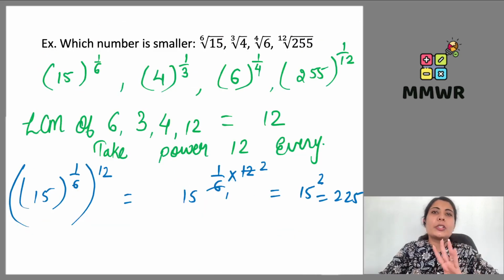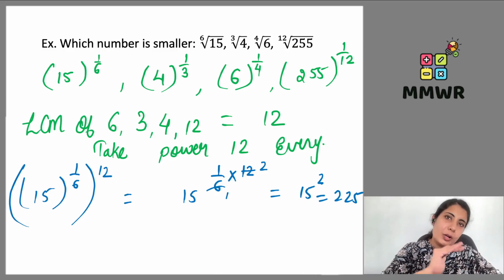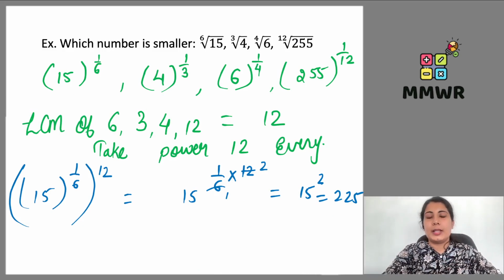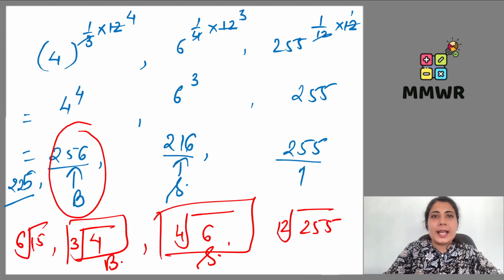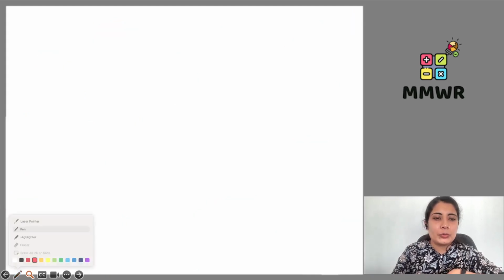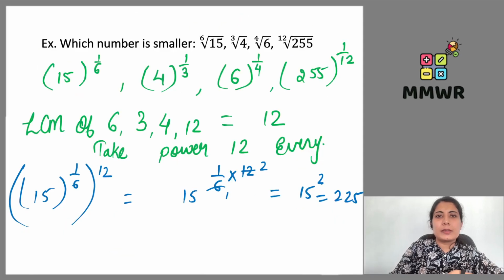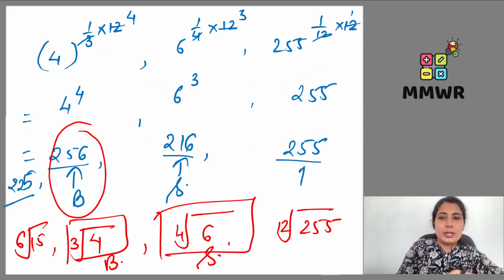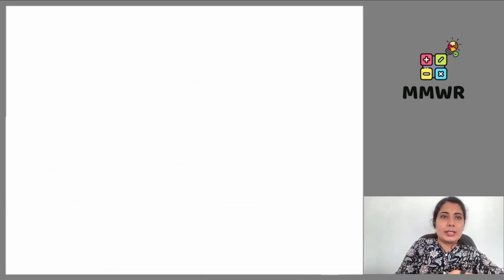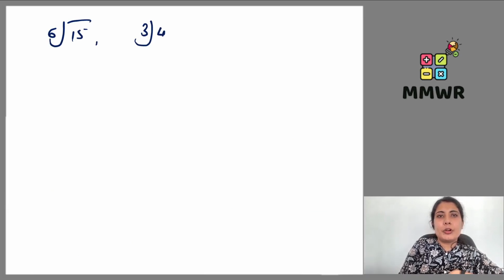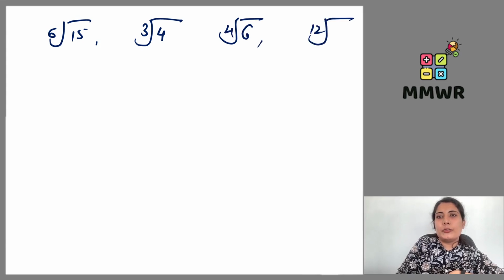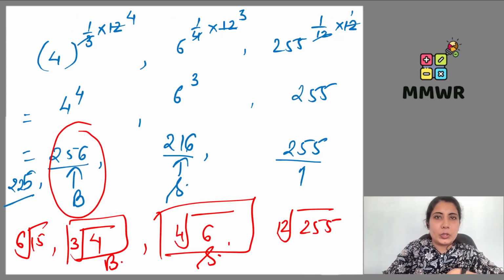So when you look to the question, you won't be able to guess कि कौन सा वाला बड़ा है कौन सा छोटा है. इसको आपको simplify ही करना पड़ेगा. And calculation is so easy. I'll show you how you will have to do. You have to do smart calculation. First number is 6, 15, 3, 4. Look. 6, 15, cube root of 4, fourth root of 6, 12th root of 255. Right? If I'm not wrong, yes.